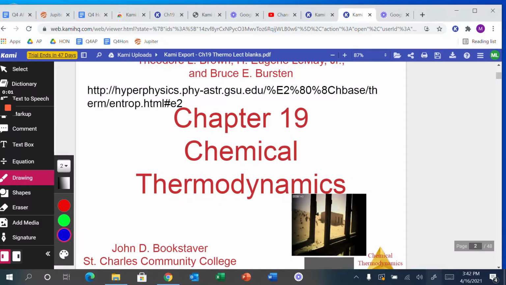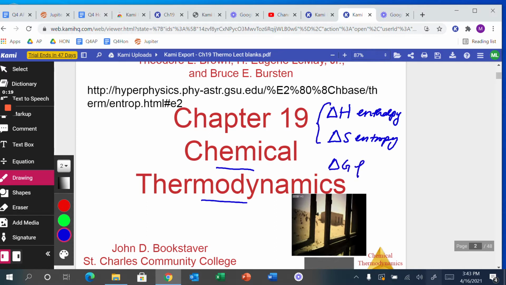So we will be studying chemical thermodynamics. We will not only be talking about delta H, which is the enthalpy of a reaction, or the heat in our case. We will also be talking about delta S, which is entropy. And combining these two will give us delta G, which is free energy.